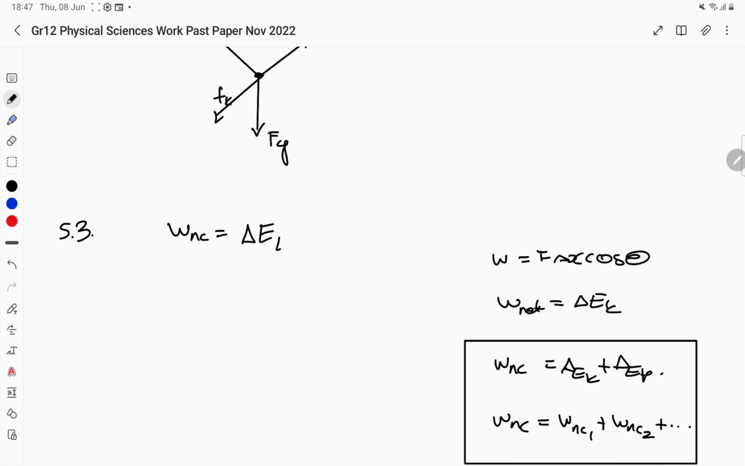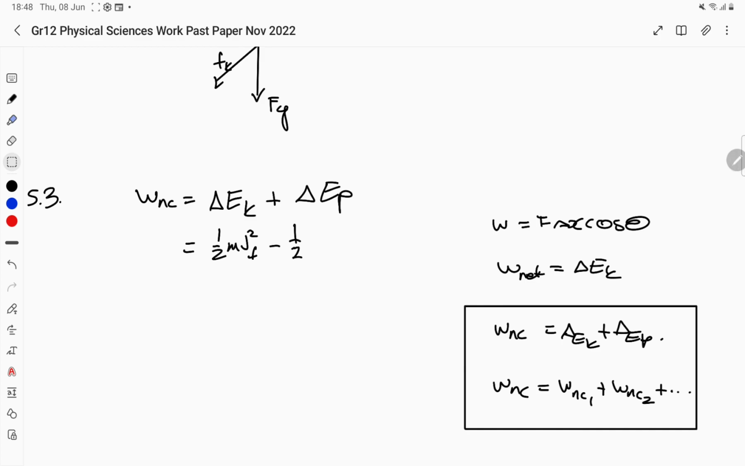non-conservative work. Let me write this formula down properly and break it up quickly. So we have half mv squared plus mgh, with the final minus the initial. Before I fill it out, we need masses, initial velocities and final velocities for the change in EK, and for EP we need m, g and the heights.